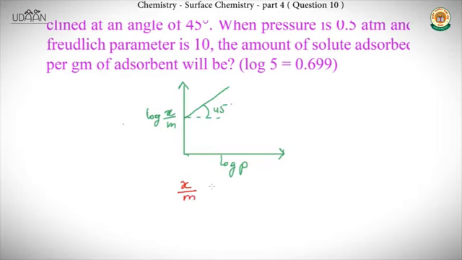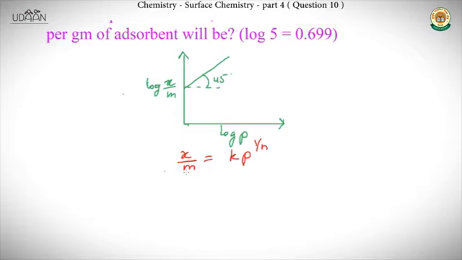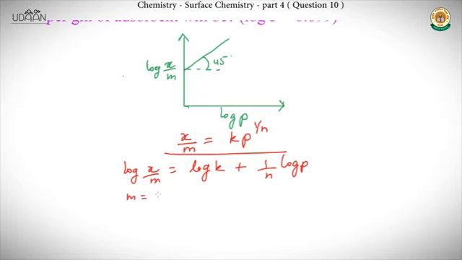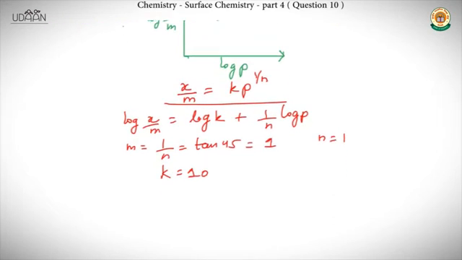It is something like this. We should memorize this. Now if I write this in the logarithm form, it is log of x by m equals log k plus 1 by n log of p. So the slope is given by 1 by n, which in this case is tan 45, which is 1. So n is 1, and k is given in the question. It is 10.